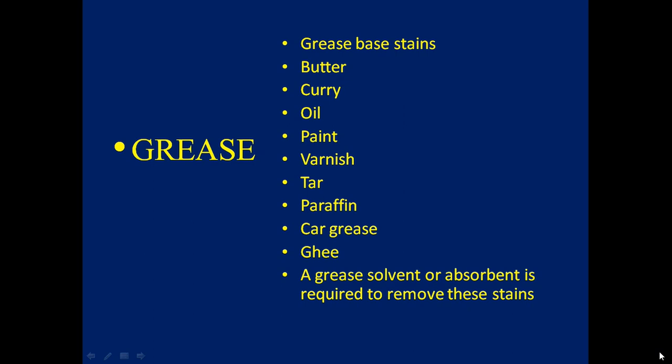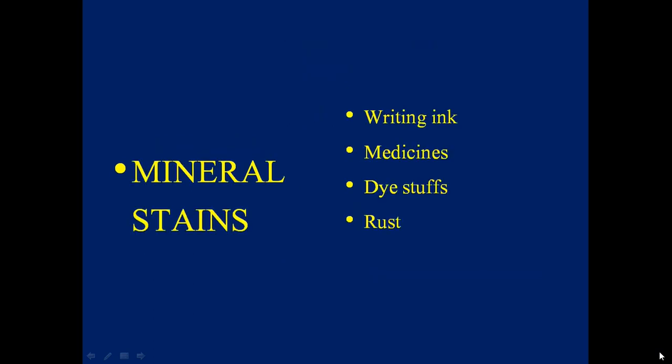a vegetable stain. Then mineral stains, another type of stain, which includes writing ink, medicines, dyestuffs, and rust. These are also kinds of stains which may affect various linens, and they should be properly removed with the help of proper chemicals and the proper process.